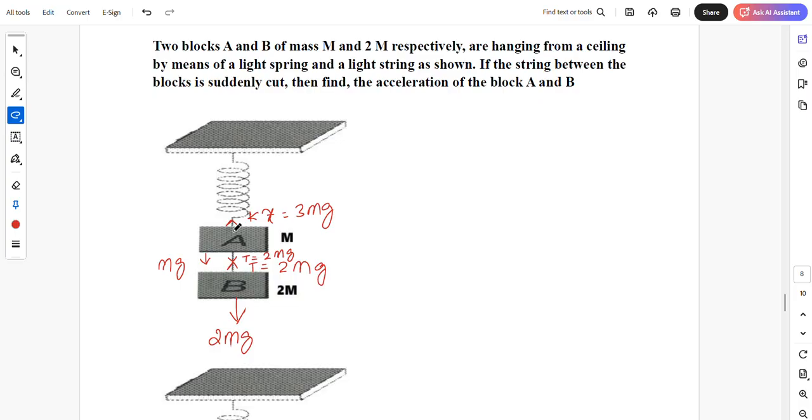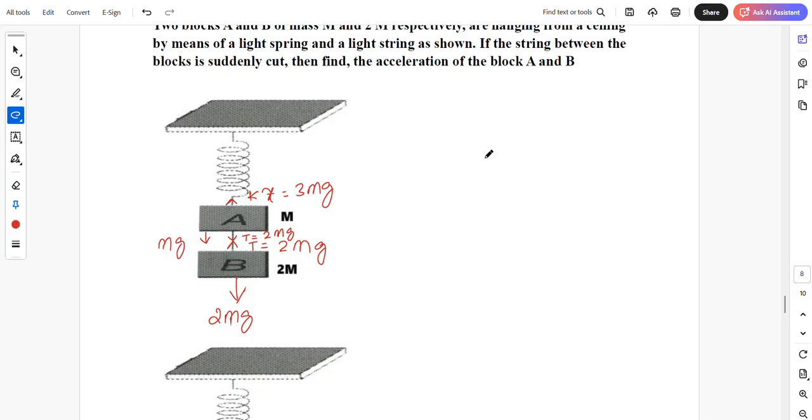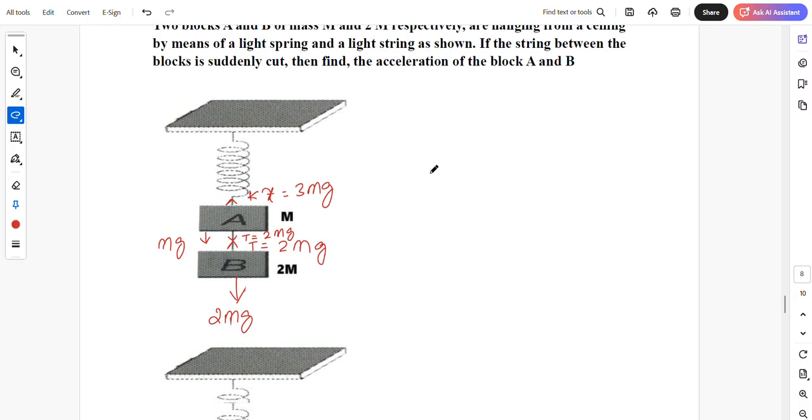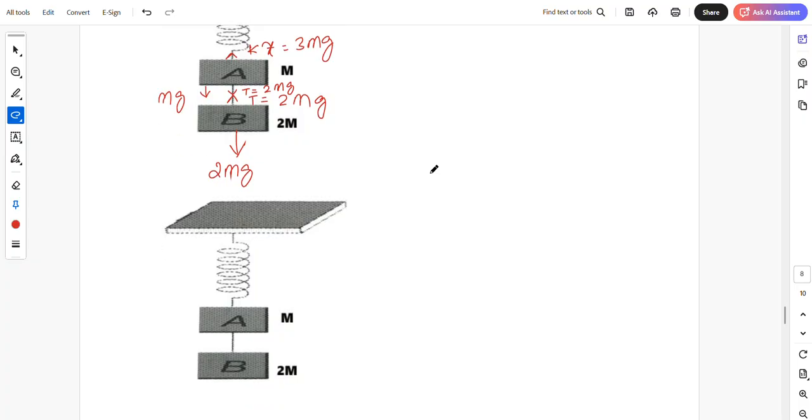Okay, now what is happening? After writing the weights, the tension and the spring force, we are supposed to cut the string that is between block A and B. If the string between the blocks is suddenly cut, what happens?